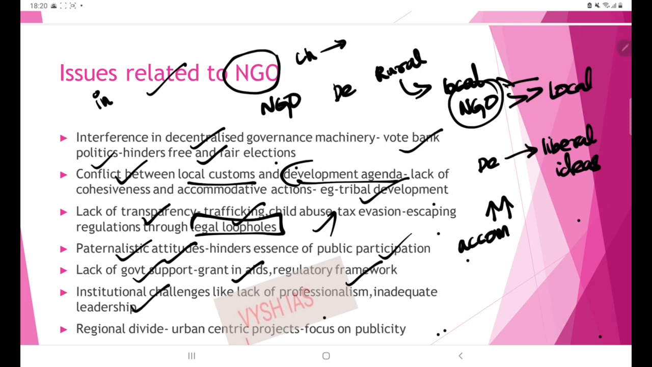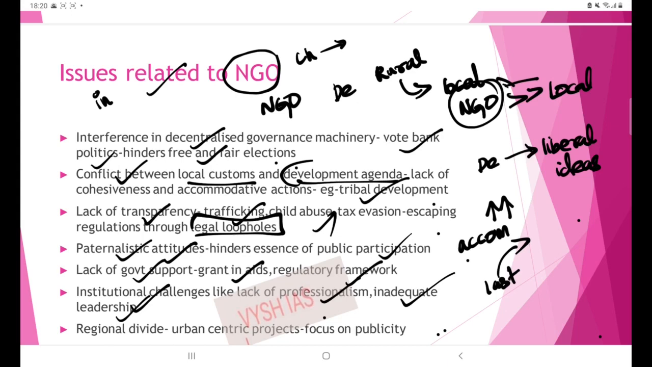Then there are institutional challenges like lack of professionalism, inadequate leadership, etc. Because many times NGO jobs are opted for by people as a last resort. So the employees will not be capable, or they will not have a professional kind of approach and work, and there is inadequate leadership also. So that actually prevents the efficient functioning of NGOs.